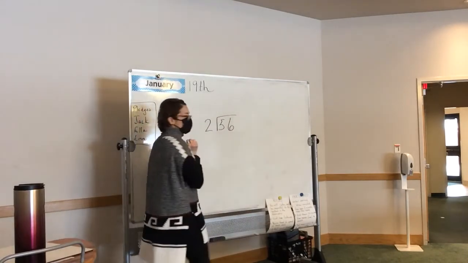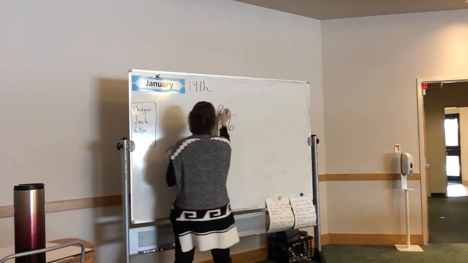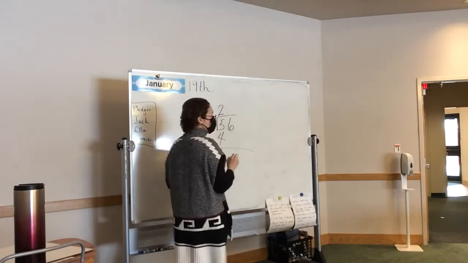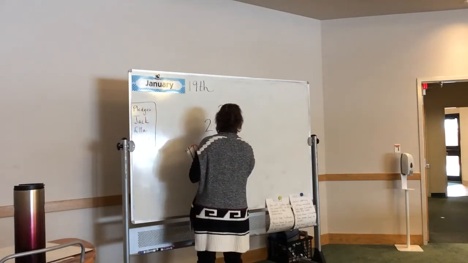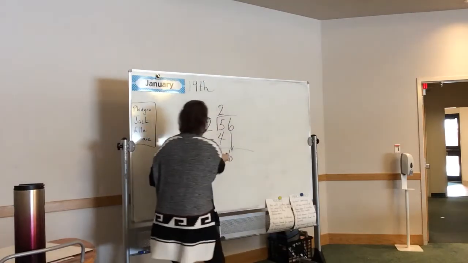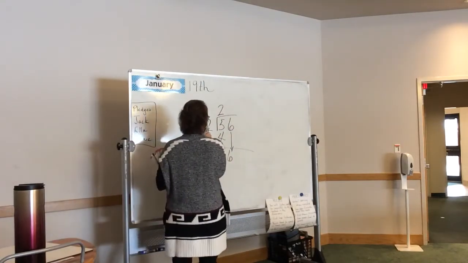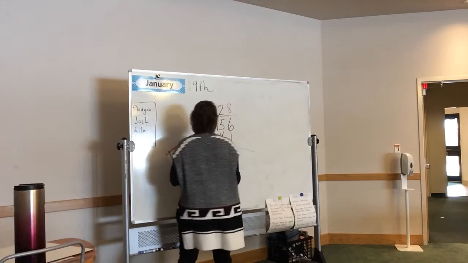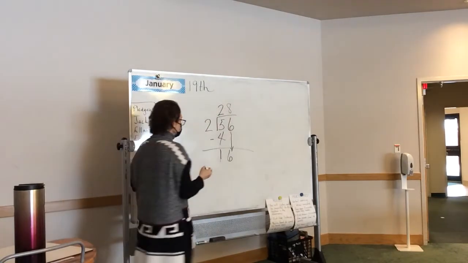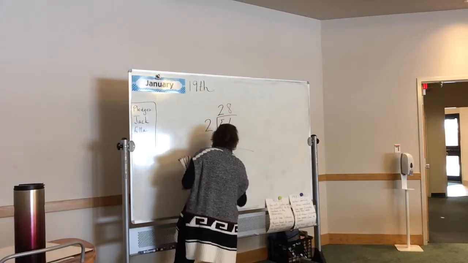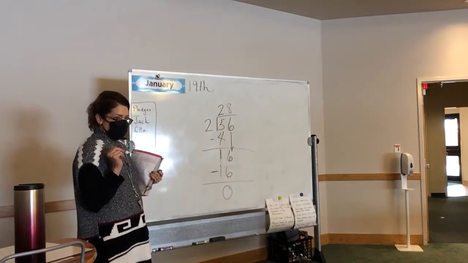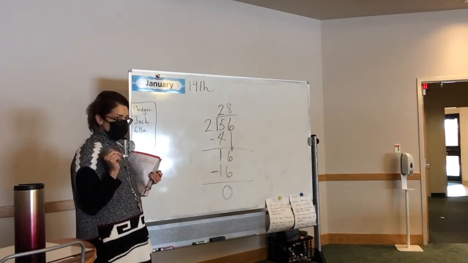2 goes into 5 how many times? 2. 2 times 2 is? 4. What is 5 minus 4? 1. You take down the 6 and you get what? 16. How many times does 2 go into 16? 8. 8 times 2 is? 16. Subtract that and you get a? Does that make sense? Yes. Are you sure? Yes.